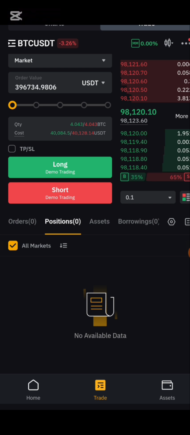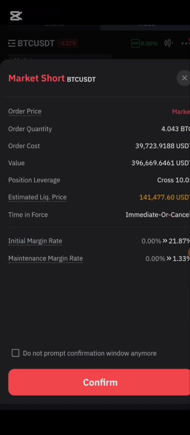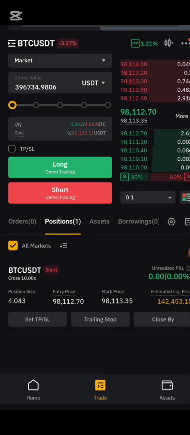Okay, so right here, I'm going to use this amount of USDT that is here right now. So I'm going to click on short, okay, because the market is moving downwards. If the market is going up, you click on long, okay. So right here, I'm clicking on short. I just placed this trade right away. As you can see, the market is not in my favor right now, but hopefully it's going to go.